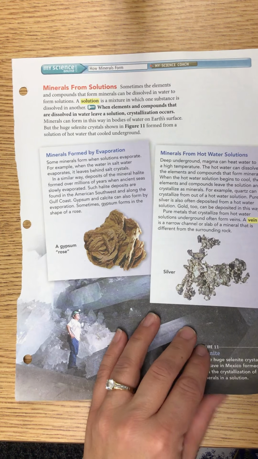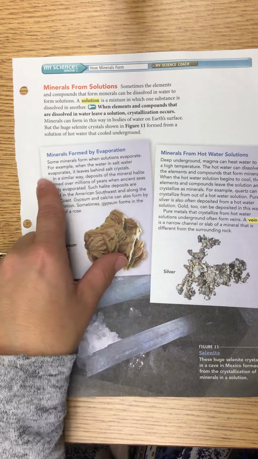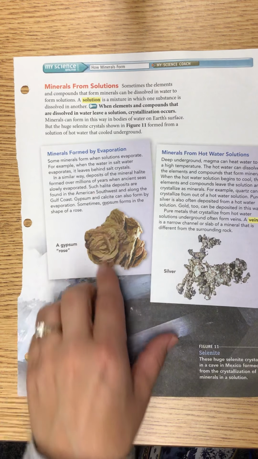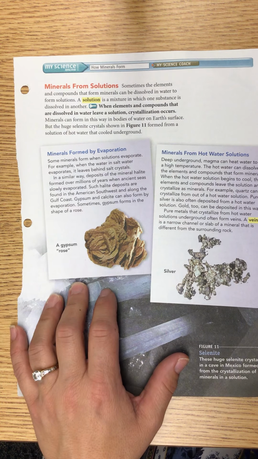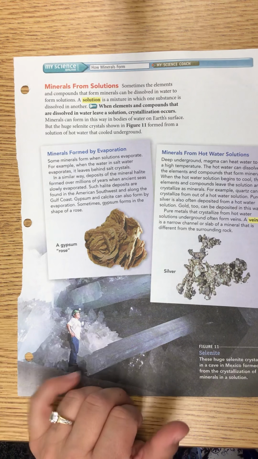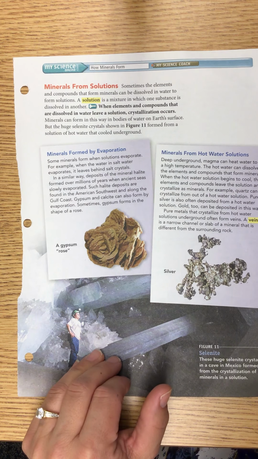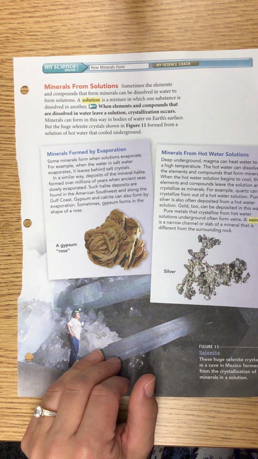Some minerals form as solutions evaporate. Salt water, we talked about that. In a similar way, deposits of the mineral halite formed over millions of years when ancient seas slowly evaporated. Such halite deposits are found in America's southwest and along the Gulf Coast. Gypsum and calcite can also form by evaporation. Sometimes gypsum forms in the shape of a rose.